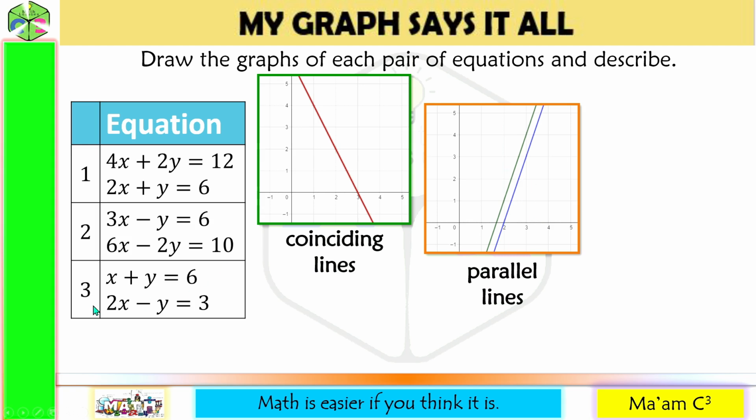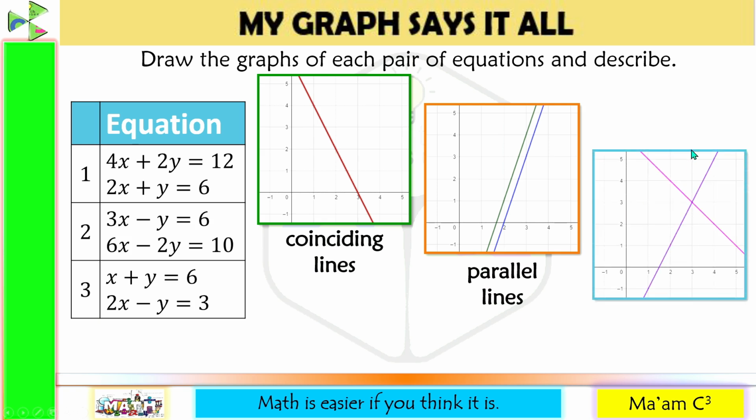How about the third pair? Let us recall the graph. In here, we formed intersecting lines. These lines intersect at one point. And this point is the solution that makes the equations true. So this system has exactly one solution. Cool, right? We just have to graph them and we already know the number of solutions.